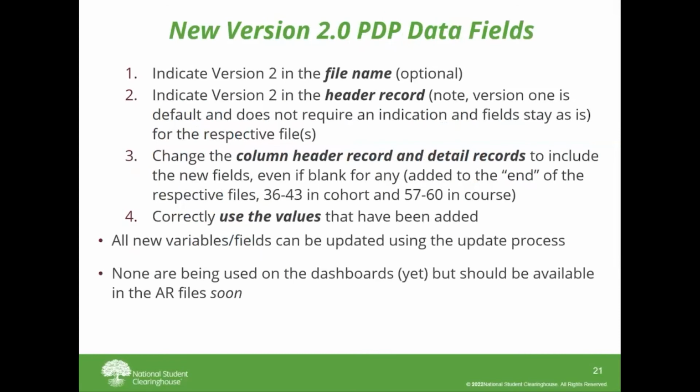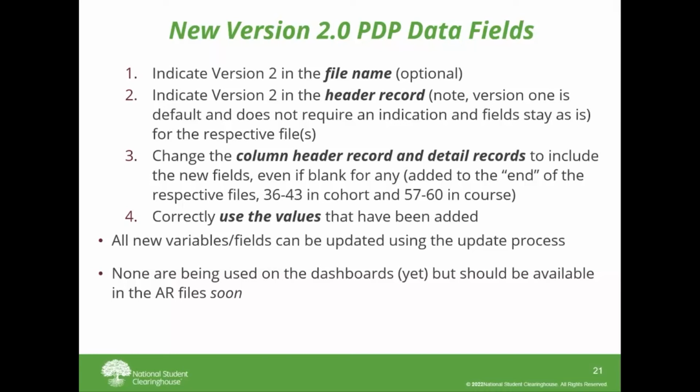All new variables and fields are completely optional. However, to use the new files, cohort and course, with the optional fields plus updated values, the user should indicate version 2 in the file name, indicate version 2 in the header record, change the column header record and detail records to include the new fields, even if blank for any of the fields, and correctly use the values that have been added.